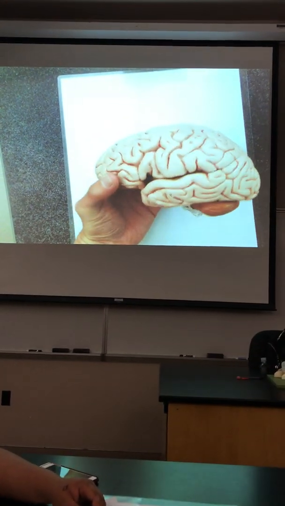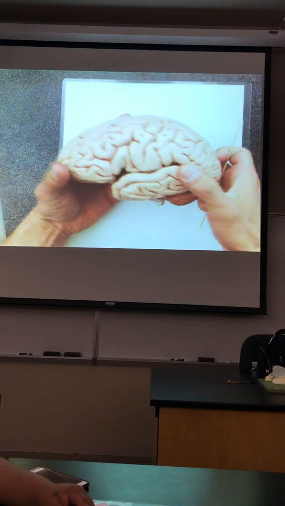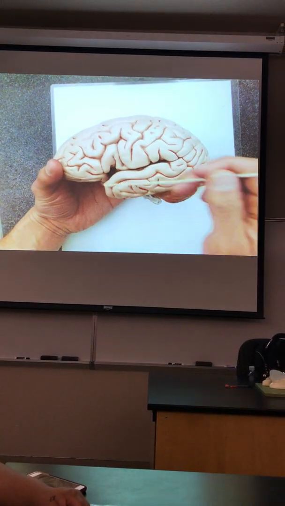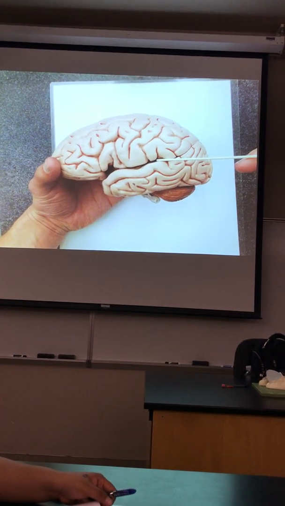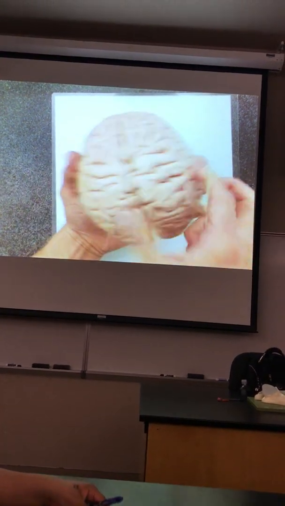The lateral cerebral sulcus is actually pretty obvious on these models. It's this here. This is the only sulcus you need to know. This is the only fissure you need to know.